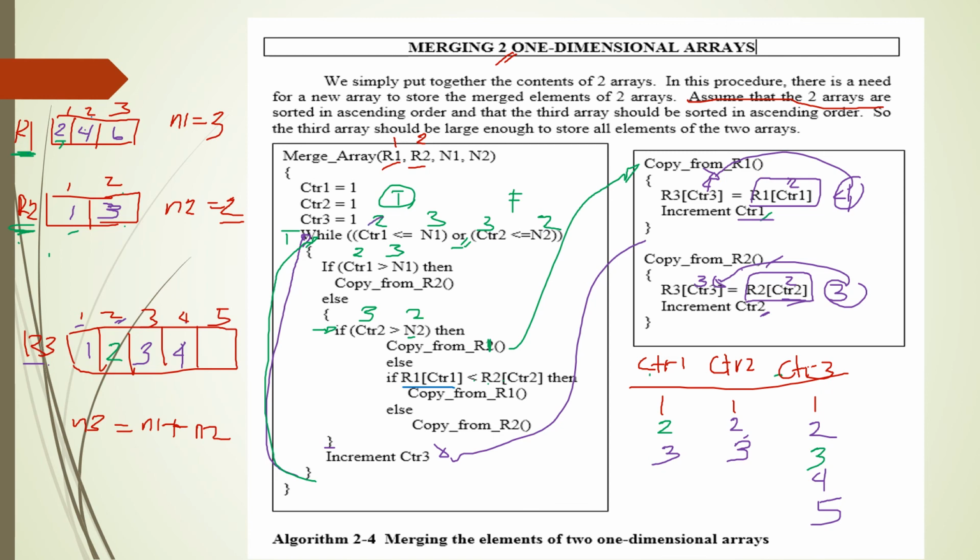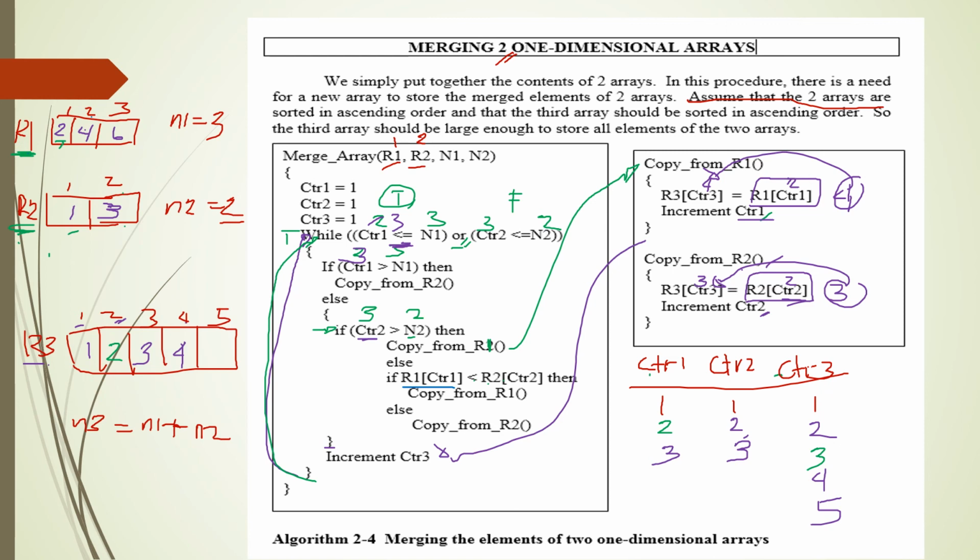Counter 1, this time is 3. Still, it is true because it is now equal. And then if counter 1 is 3, is it greater than 3? False. So kung false, counter 2. Counter 2 is 3, greater than N2. True. Then we copy from R1.